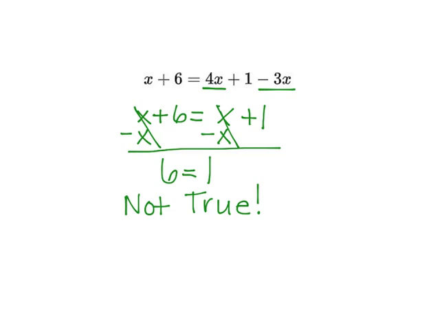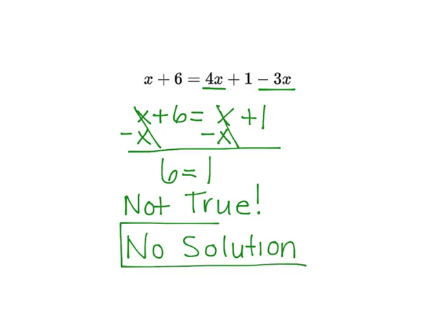What that means when we get not a true statement at the end is that there is no solution to this equation. There's no number that we can plug in for x that will ever make this equation true. So when you're solving an equation and you get a statement at the end that's not true, like 6 does not equal 1, that means that we have no solution.